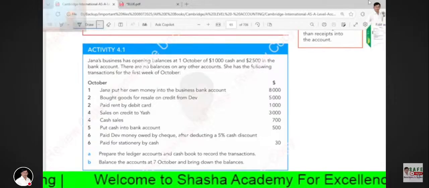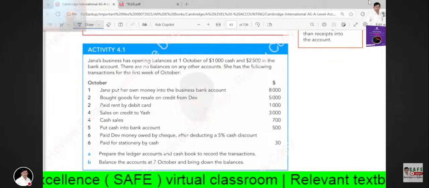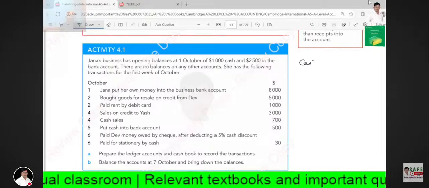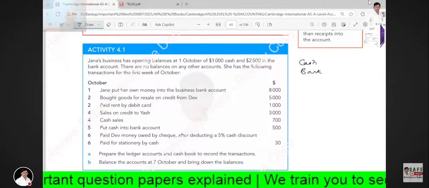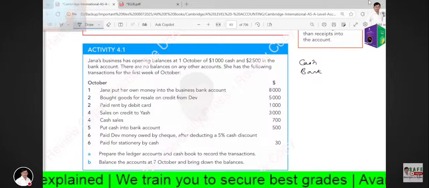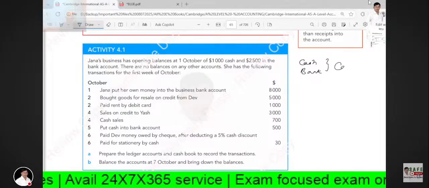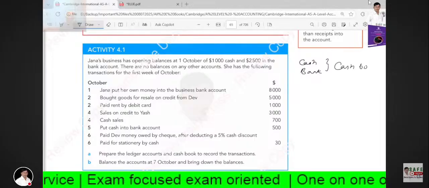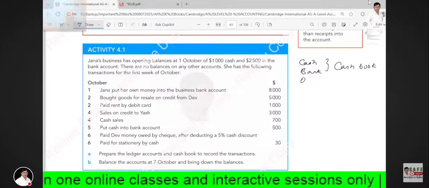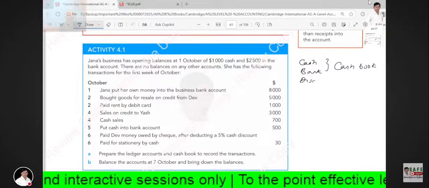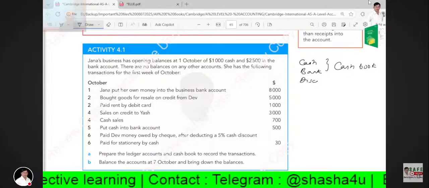Cash account, with the opening balance, and bank account, or cash book we can say. So this will come in the cash book. Even discount will come in this, but a discount account also we have to prepare.